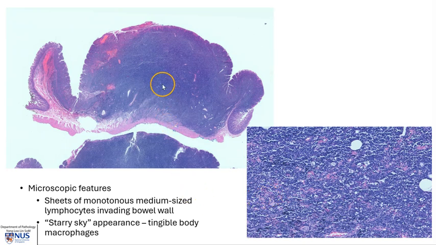Microscopically, we will see sheets of monotonous, medium-sized lymphocytes invading the bowel wall. Here is the uninvolved bowel wall, and in this part, the tumor is actually present in the mucosa, just going into the submucosa. And over here, we can see marked expansion and thickening of the bowel wall with tumor involving the mucosa, the submucosa, and also the muscularis propria.